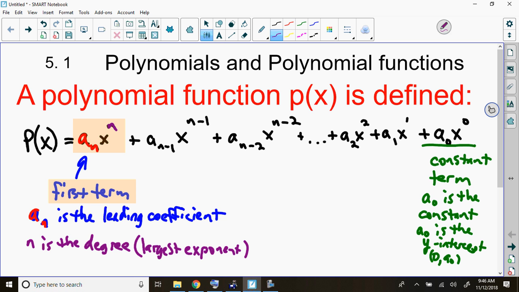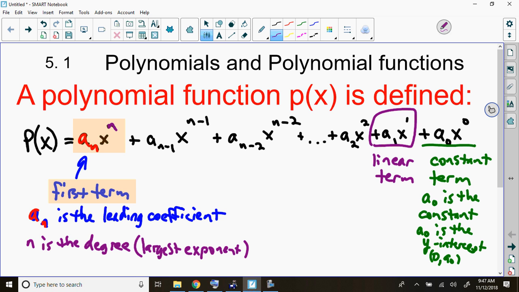Okay, so backing up then, a sub 1 x to the first. This has a very special name, and it starts with L, and it's not Larry, and it's not Lonnie, and it's not LaRue, and it's not Leroy. It's linear. It's our linear term. Okay?